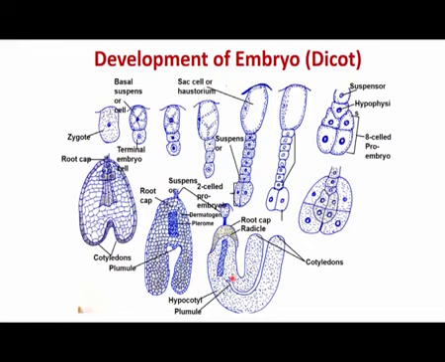So, this is the development of the embryo in the case of a dicot plant, whereas in the case of a monocot plant, the initial stages of embryonic development up to the 8-celled stage, or the proembryo formed, are the same. The zygote to proembryo stage is always the same. After that, there are a few changes.